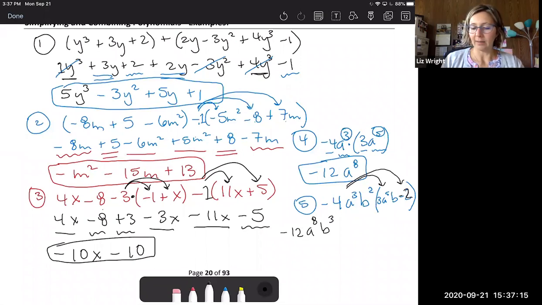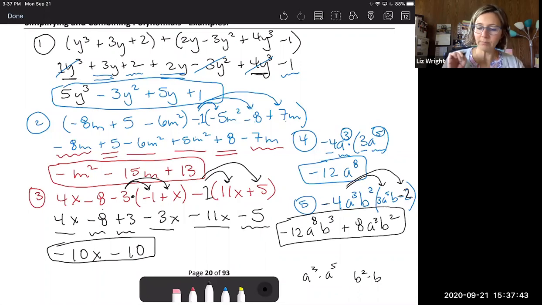Then I'm taking a to the 3rd times a to the 5th. Same base, so you're going to add the exponents. And then we're doing b squared times b. Same base, add the exponents, so it's going to be b to the 3rd. And now we're going to multiply the next term by the next term. A negative times a negative is going to be a positive, so it's going to be positive 8a cubed b squared. And that's your answer for that one.